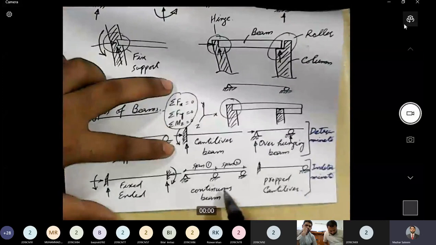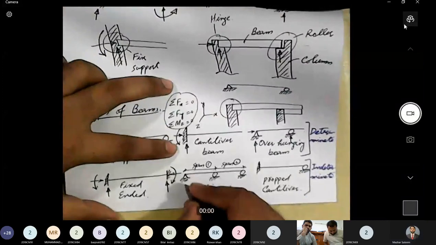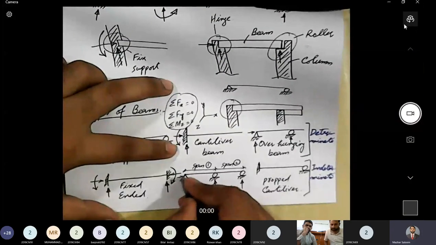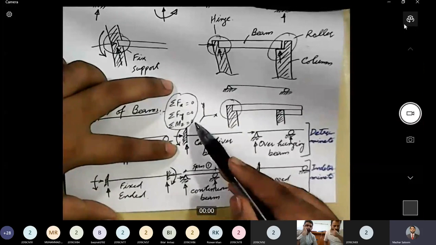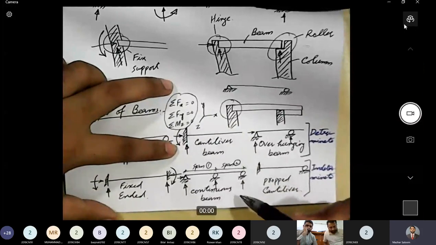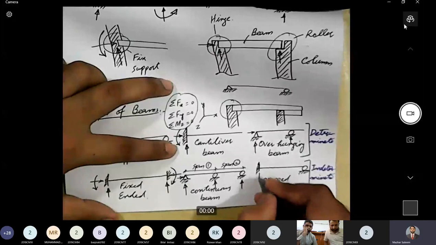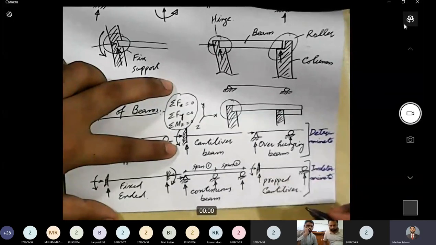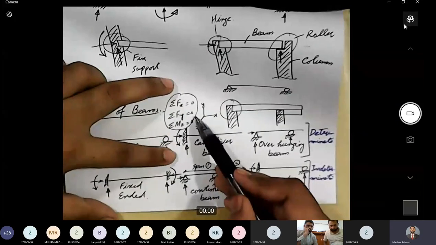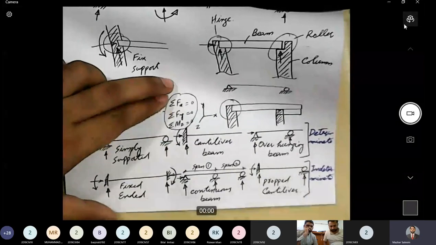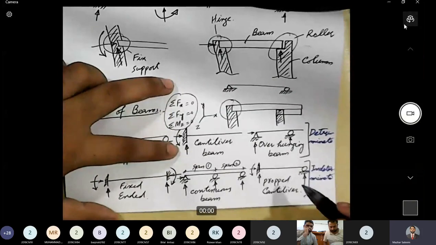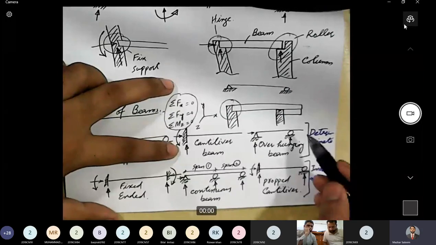Now let's move to this continuous beam. How many reactions will be there? 1 reaction, 2 reactions, 3 reactions, and 4 reactions, right? 4 reactions, 3 conditions of equilibrium. This beam is an indeterminate beam. How many reactions are there in this one? 1, 2, 3, 4. 4 reactions are there, and how many conditions? 3 conditions of equilibrium. So this beam cannot be analyzed using 3 conditions of equilibrium. Therefore, this beam is also an example of an indeterminate beam. So this is how we decide whether a beam is determinate or indeterminate.